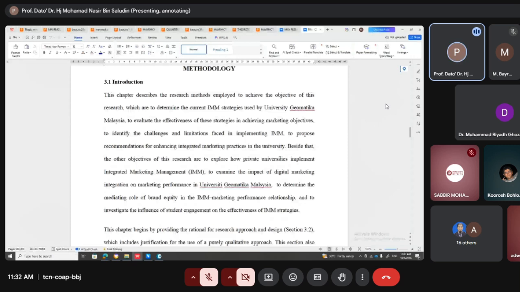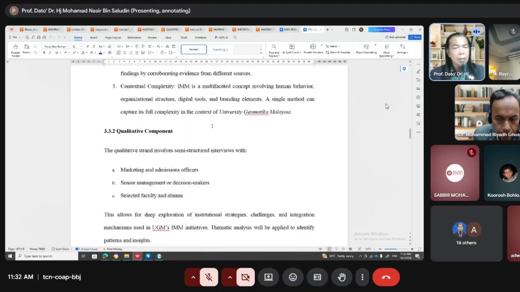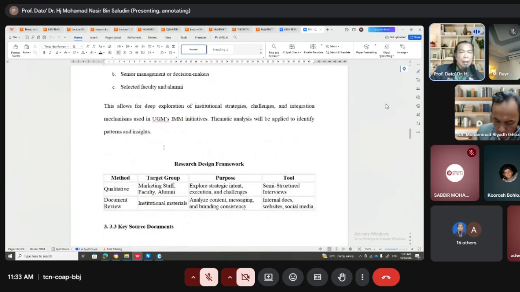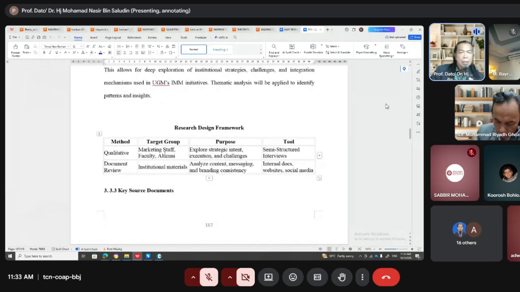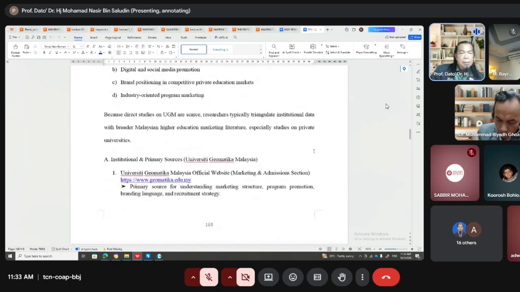Breadth and depth, qualification, also combining both approaches and credibility, robustness of findings, corroboration, evidence from different sources, contextual complexity, and then the qualitative component: semi-structured interviews with marketing staff, admission officers, senior management, selected faculty, and alumni. This is the research design framework: qualitative, marketing staff, alumni, and then documents issued. That is the purpose, that is the tool. And then those are the institutional primary sources.